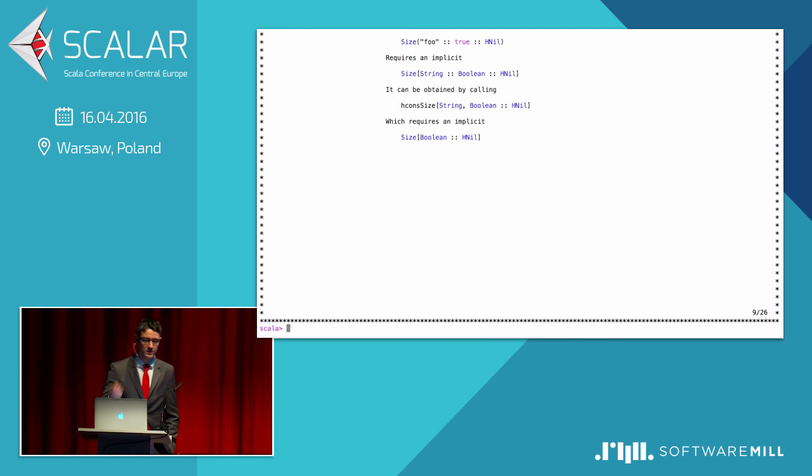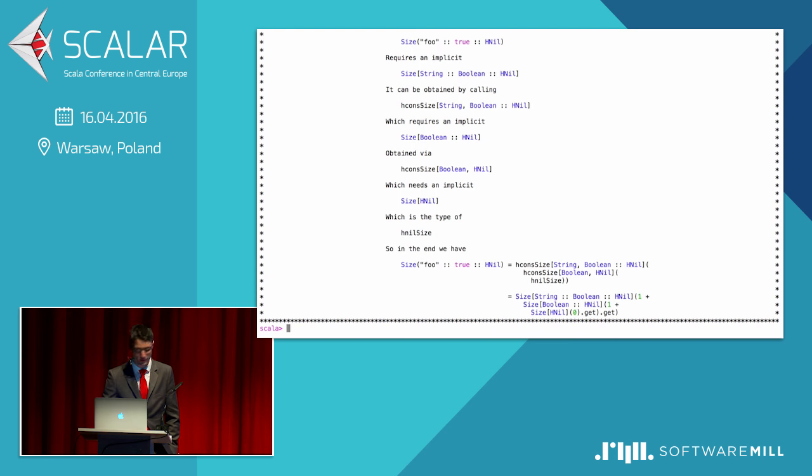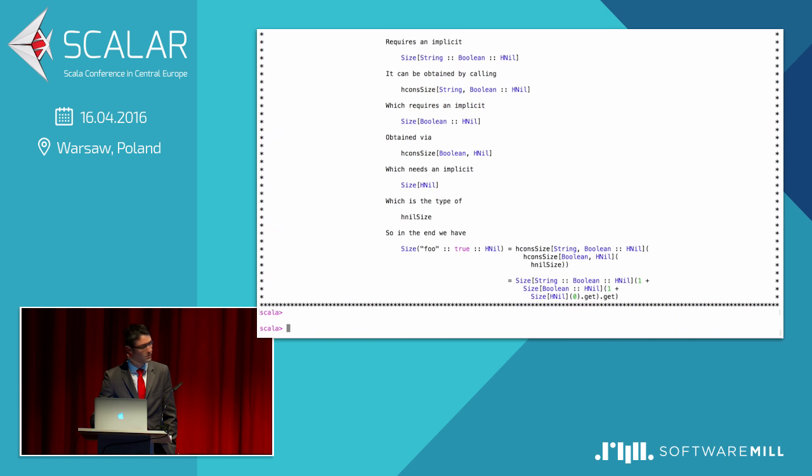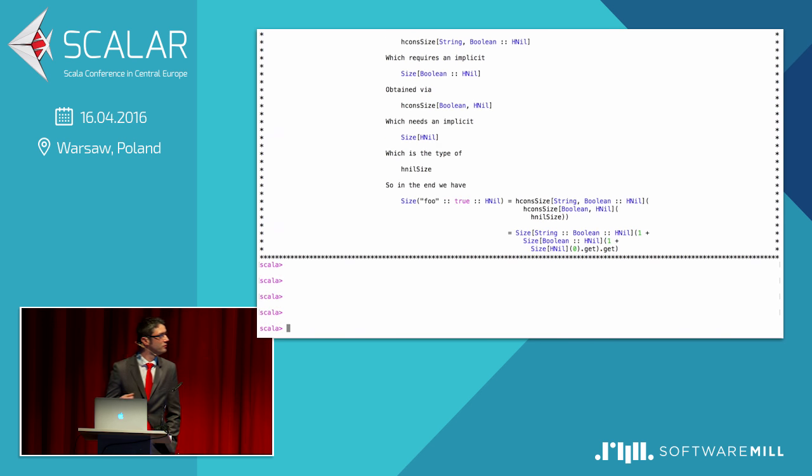But to call this method, we need an implicit Size of Boolean followed by HNil, which in turn is obtained by calling hconsSize with type parameters Boolean and HNil. Then it requires a Size of HNil, but we have already provided its hnilSize. And so finally, when we call size of Foo followed by true followed by HNil, the compiler synthesized the call to hconsSize of hnilSize.